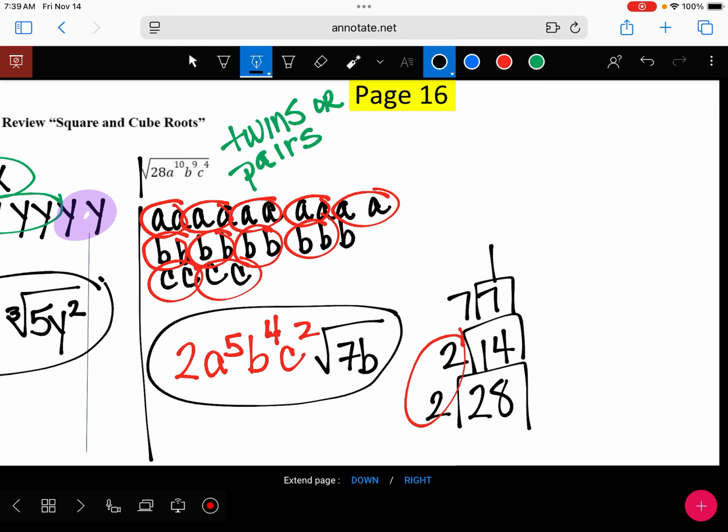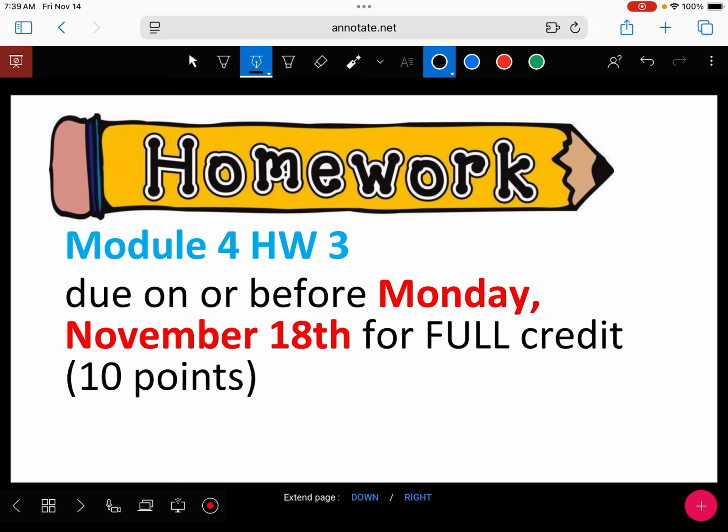All right. If you haven't finished homework 3 or any of the homework for this module, use this time to get that done. That assignment is due Monday. So turn it into the tray today.